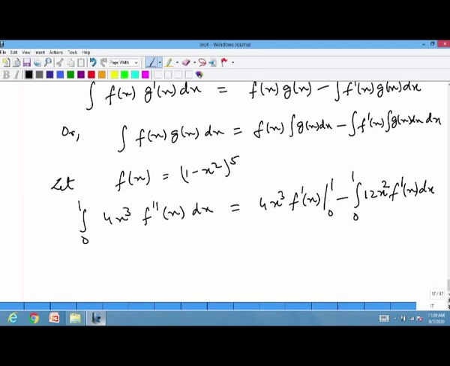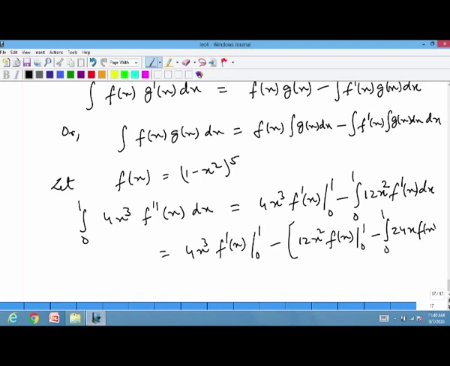Now, this we can again use integration by parts. So, this is 4x cubed f prime x from 0 to 1, minus 12x squared times f x from 0 to 1, minus the integral from 0 to 1 of 12x squared, which when we differentiate we get 24x, times f x dx.